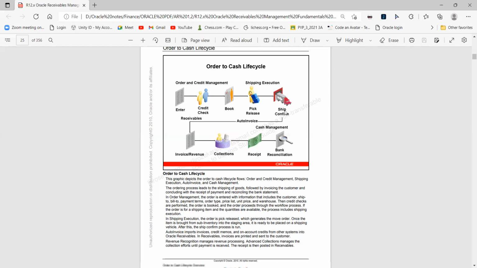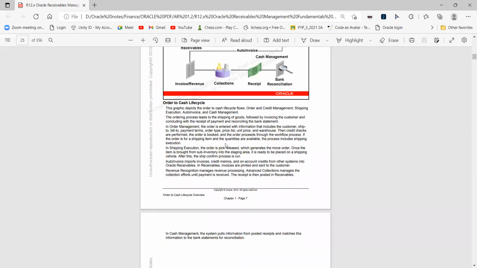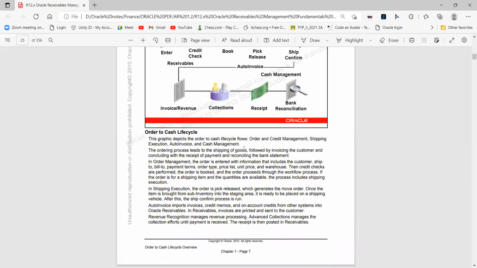Pick release is the next step. Ship confirm. These are all processes of the sales order in order management. So up to here, order management is over. Then invoice on revenue, receivable has started. Collection team is progressing the receipt of money. Then it goes to cash management. If it involves a check, it will take some 3 days, so you need a module called bank before it goes to GL. So whatever you learned is given here.